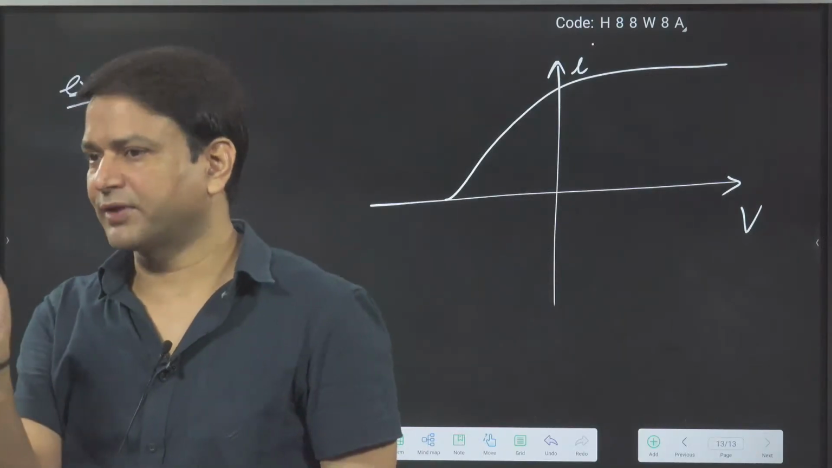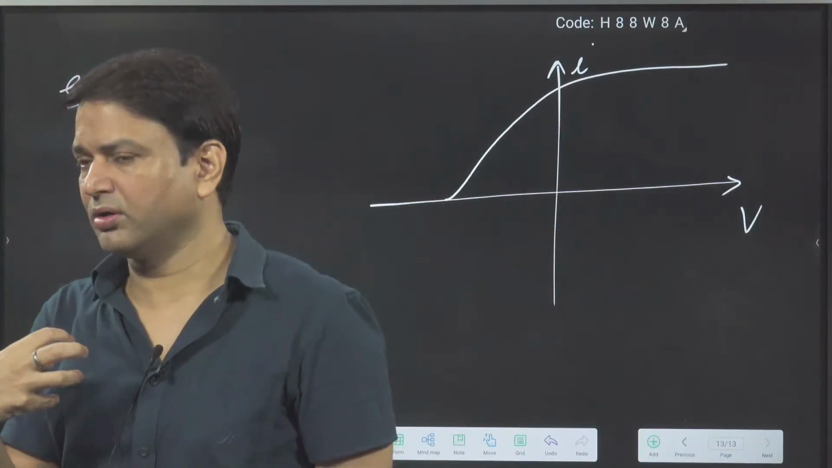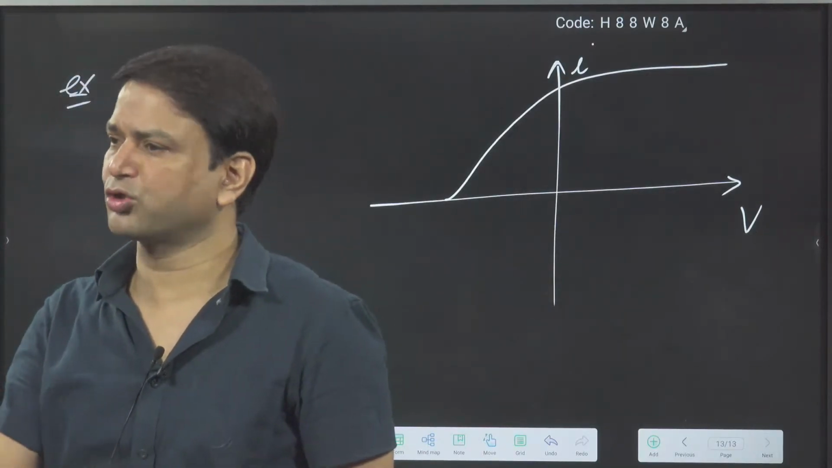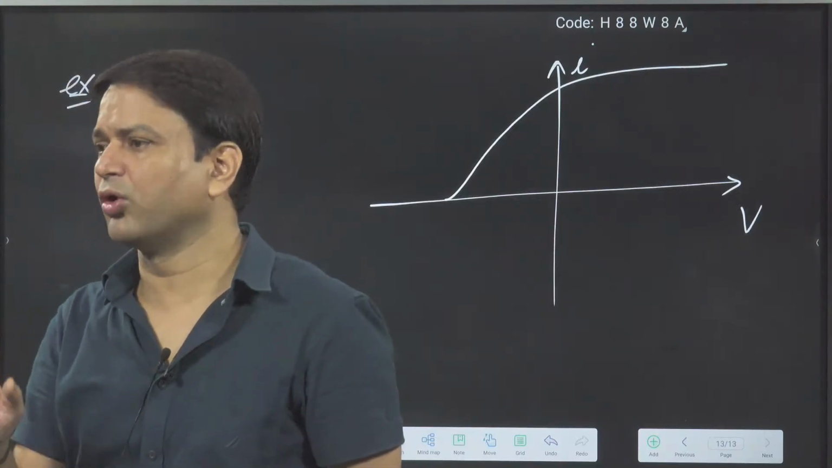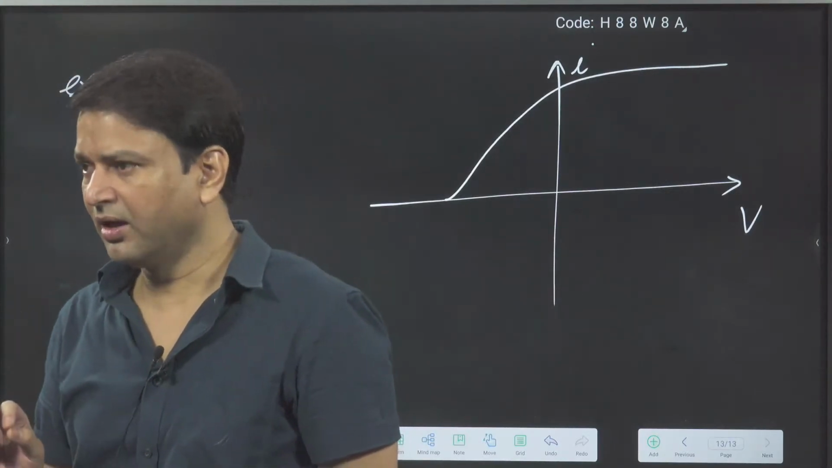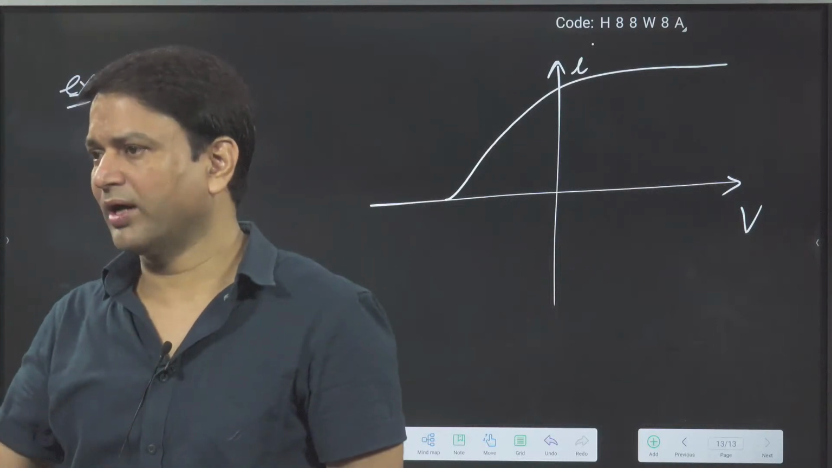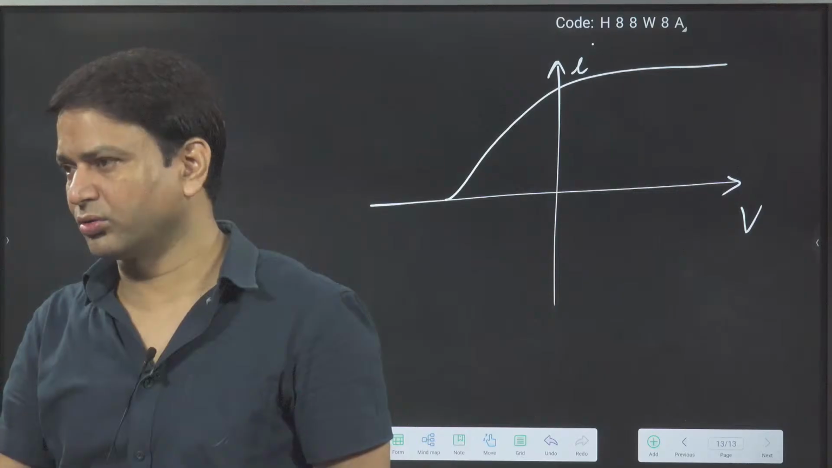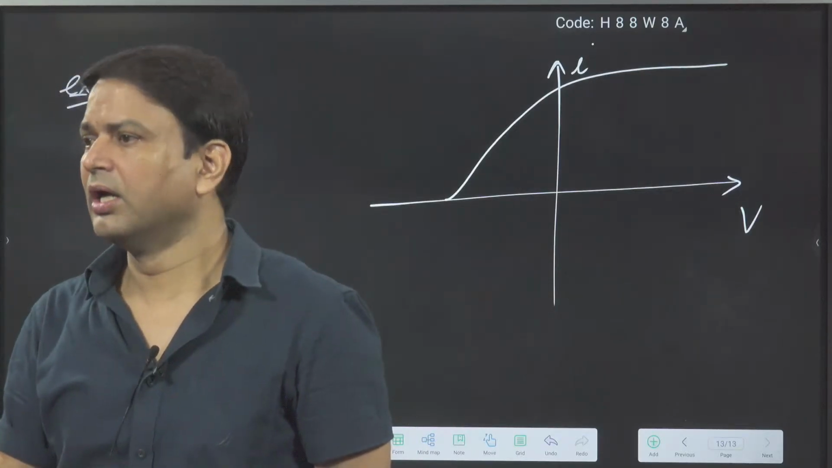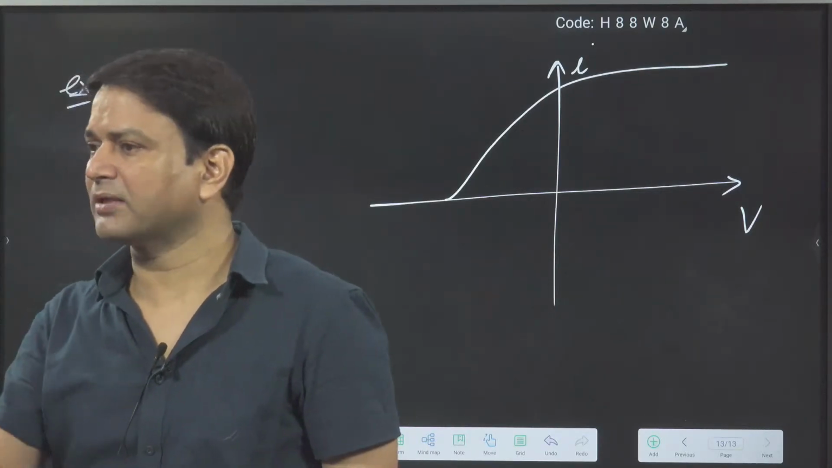Suppose after taking x equal to 0, you find that the y value is also 0. It means the graph is passing through the origin. I repeat again: if you take x equal to 0 and you get y equal to 0, it means the graph is passing through the origin.